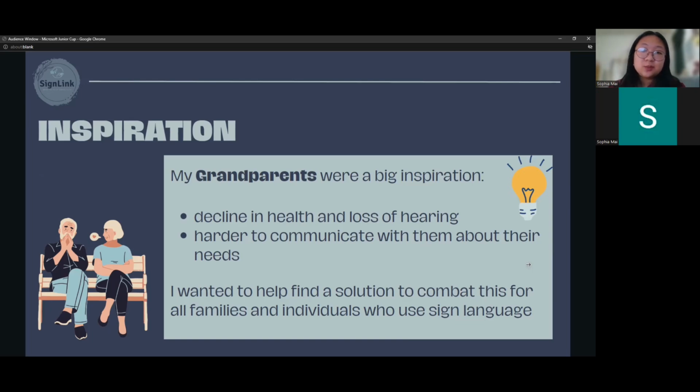The inspiration behind this project was my grandparents. With their decline in health and loss of hearing, it has been harder to communicate with them about their needs. Consequently, I felt that there must be a system or software that would help combat this issue to aid those who use sign language to communicate with emergency services. It is one of my greatest fears that my grandparents cannot communicate their needs to emergency services, and I wanted to find a solution to combat this issue for all families and individuals who use sign language.